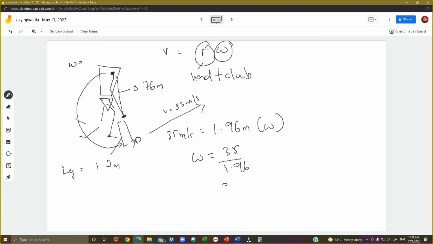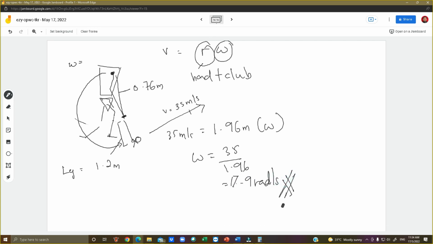Berapakah jawapannya? How many omega do we have? 1.8? Ya ke kamu 1.8? Are you sure 1.8? 35 bagi 2 tu. 35 divide 1.96. Katalah kita ambil 2 kan. 35 bagi 2 pun dah ada 17 point berapa? 17.5. Lebih, sir. 17 point 9. 17.9 radian per second.